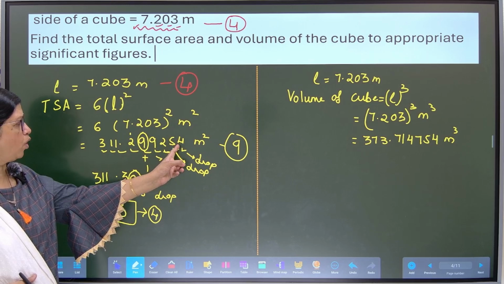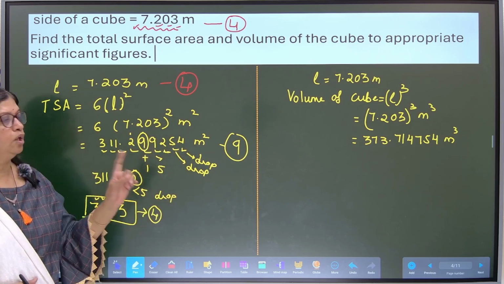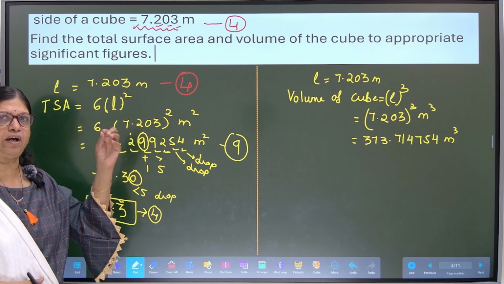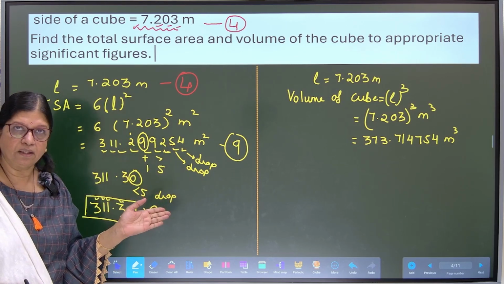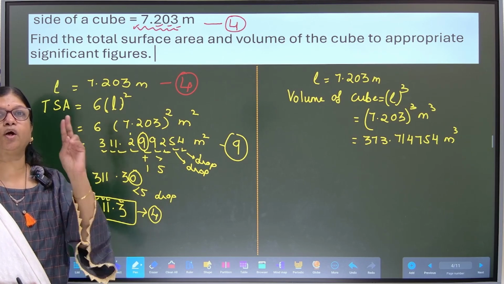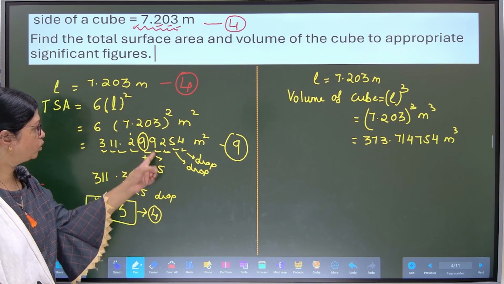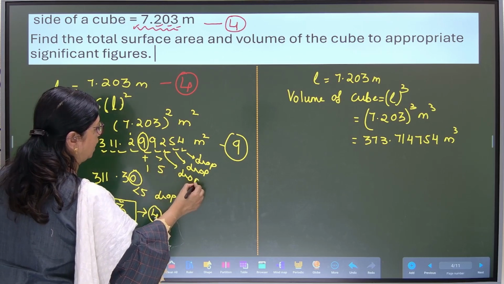What did I do to 4? It was less than 5, so dropped it. What did I do to 5? 5 has to be dropped anyway. I should look at the previous digit 2. 2 is even, so drop it. Dropped 2 also. Okay, I'll write here "drop", with the reason I am saying dropped it.